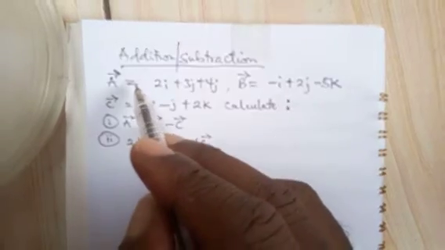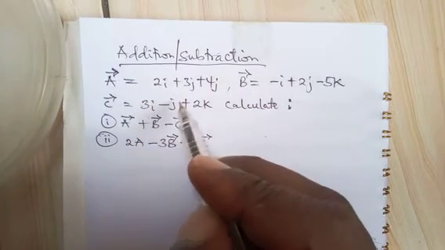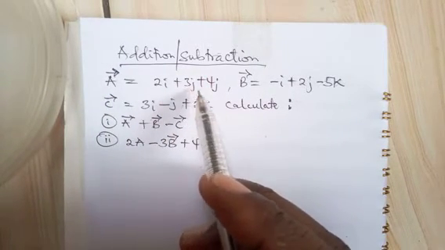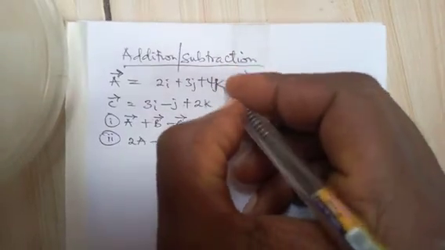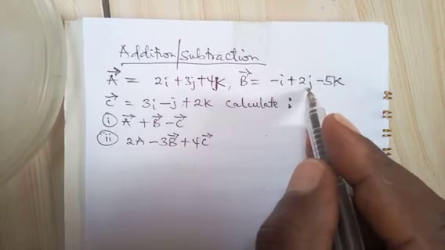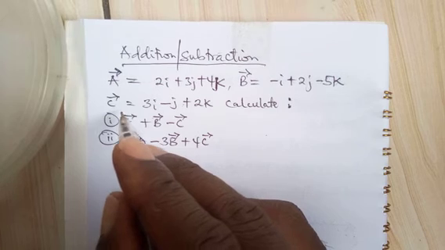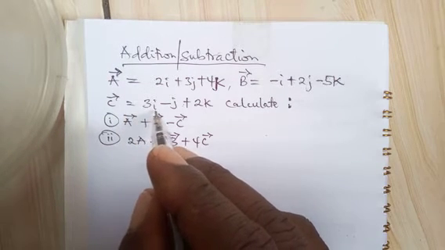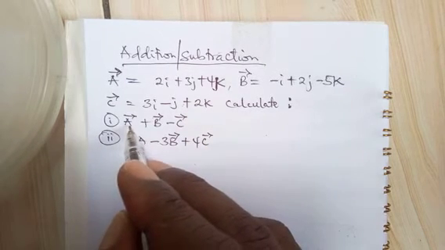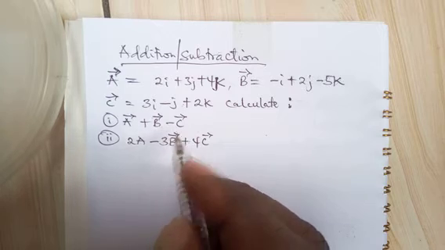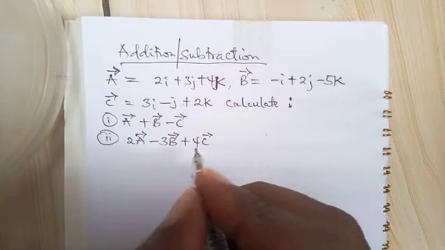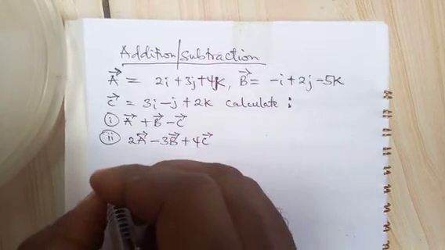So the next example that we're going to see is now addition or subtraction of vectors. If, for example, we have that vector A is given by 2i plus 3j plus 4k, and that vector B is given as minus i plus 2j minus 5k, and vector C is given as 3i minus 1j plus 2k. Calculate vector A plus vector B minus vector C, and 2 vector A minus 3 vector B plus 4 vector C. Let's solve the first.